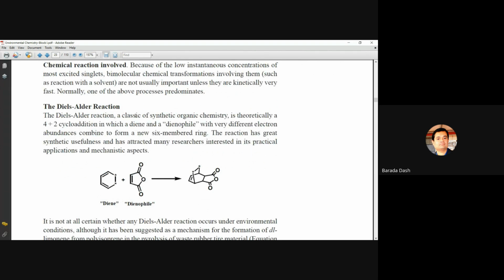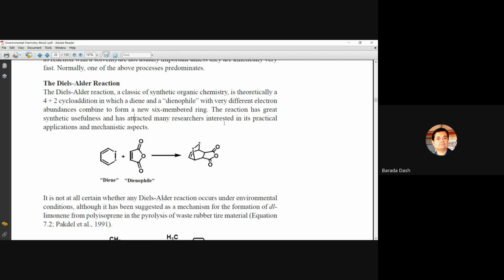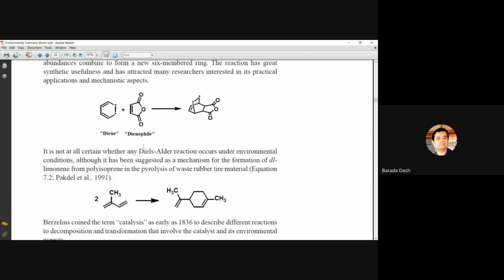The Diels-Alder reaction, a classic synthetic organic chemistry reaction, is theoretically a 4+2 cycloaddition in which a diene and a dienophile with very different electron abundances combine to form a new 6-membered ring. The reaction has great synthetic usefulness and has attracted many researchers interested in its practical application and mechanistic aspects.